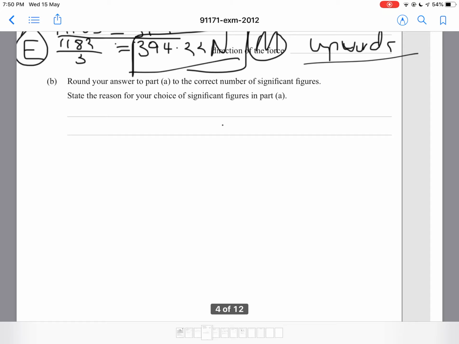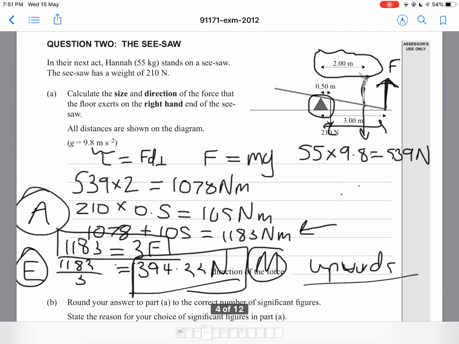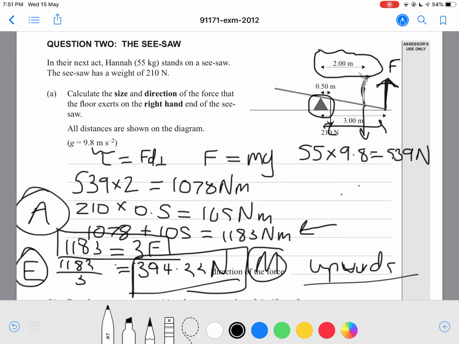Round the answer to part A to a correct number of significant figures. State the reason for your choice of significant figures in part A. Okay. Remember, in level 2 physics, for this standard, when you're trying to round to a specific amount of significant figures, it should always be the lowest amount of significant figures that the question gives you, okay? So for example, it gives you Hannah is 55 kilograms, it gives you the weight 210 newtons, and it also gives you g is 9.8.